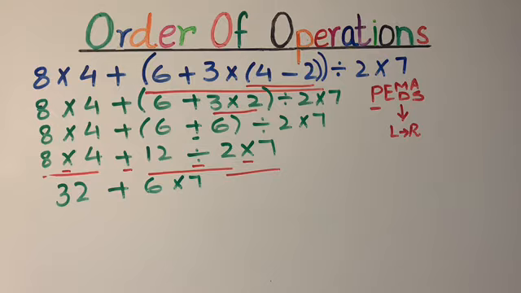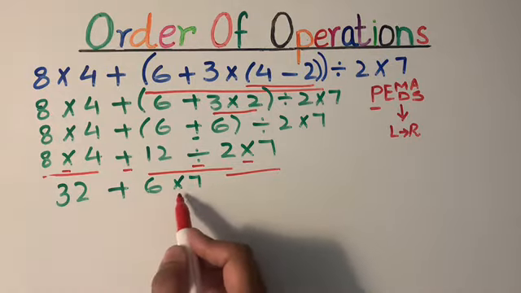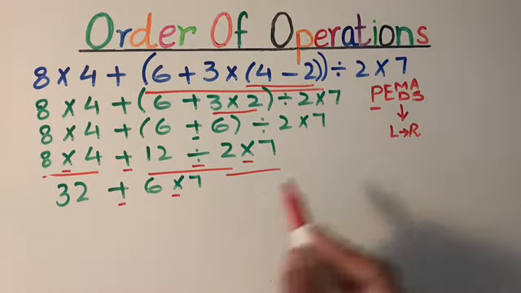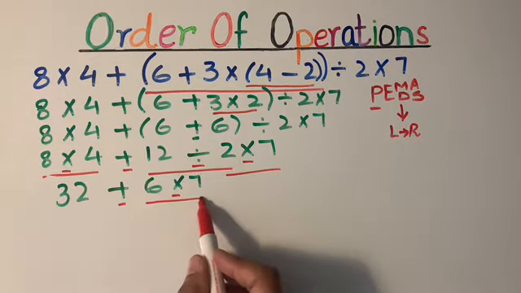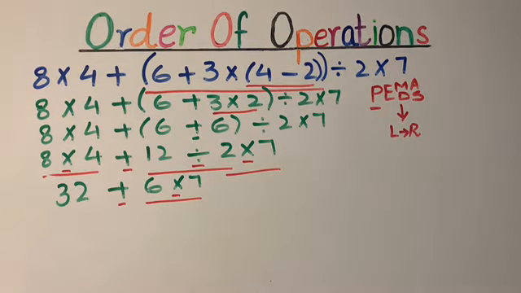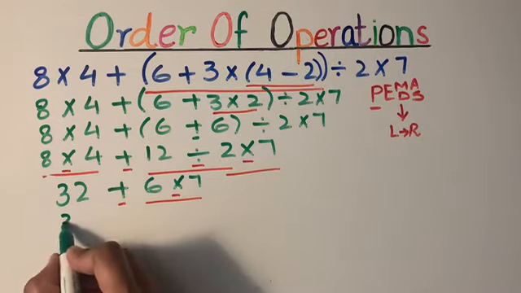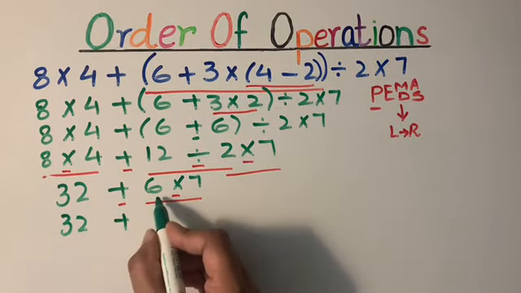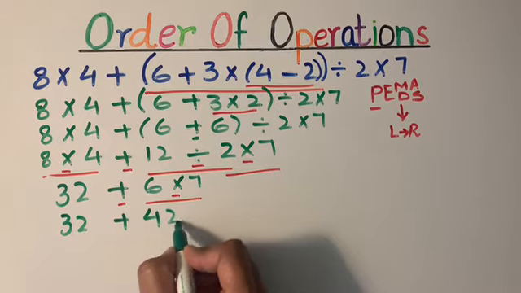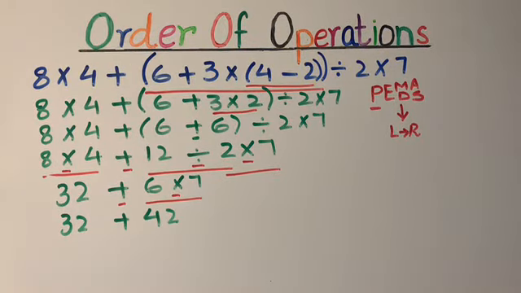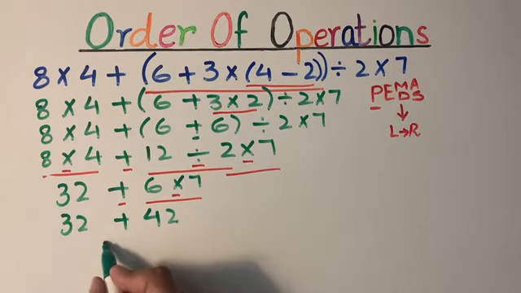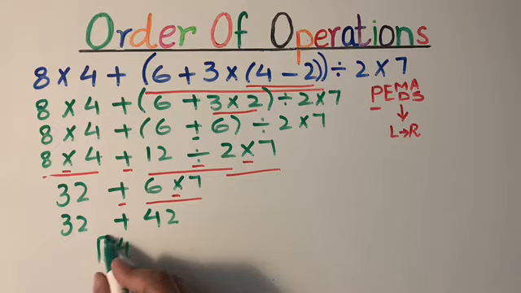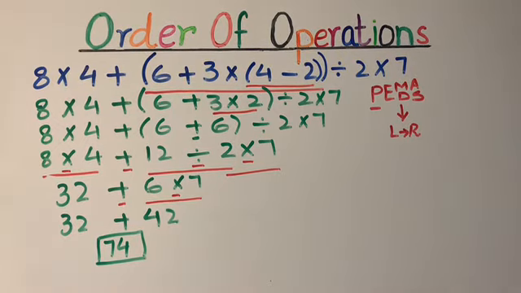Now we have again two operations, multiplication and addition. We'll solve multiplication first and then addition. So we'll solve this part first. 6 times 7 is 42. Okay. Now we just have to add these two numbers. 32 plus 42 is 74. So this is the answer.